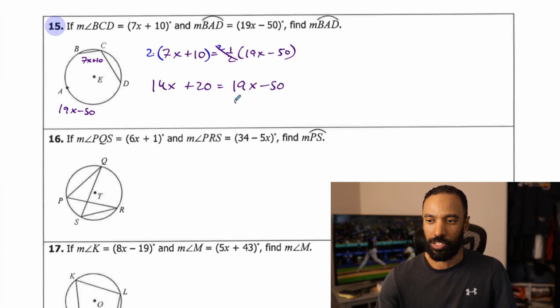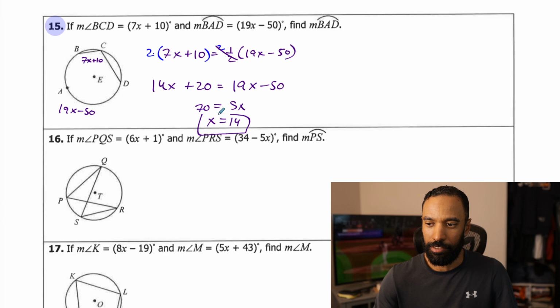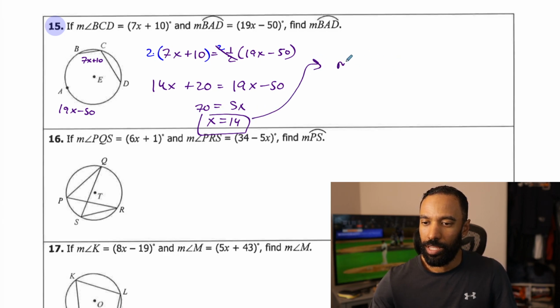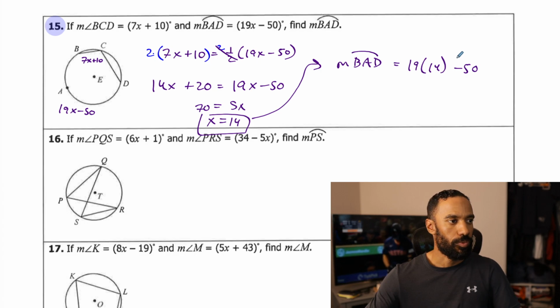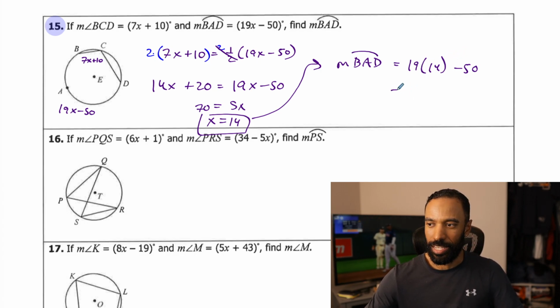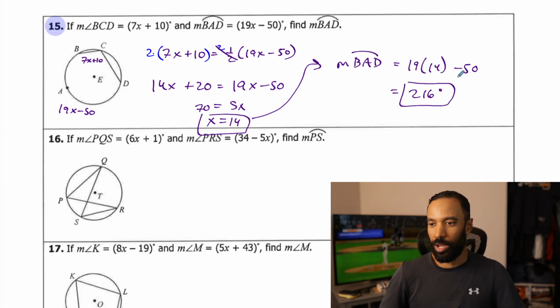Let's see if I can solve for x a little more properly now. I'm going to get 14. They do want you to find the measure of arc BAD from there. So the measure of arc BAD is 19 times 14, of which I have no idea what that multiplies to, minus 50. 14 is 280. So 266 minus 50, that's 216 degrees.